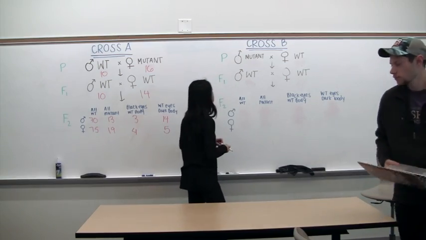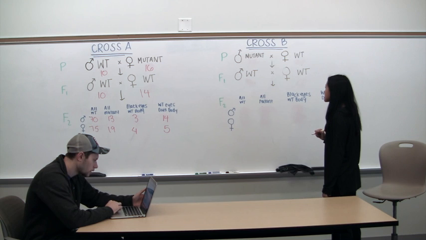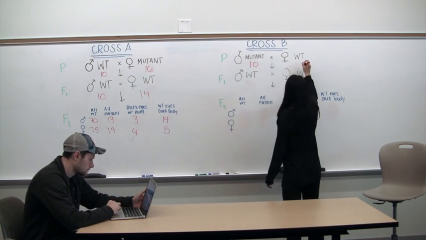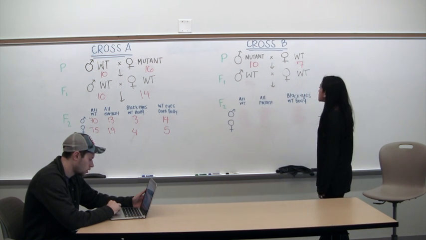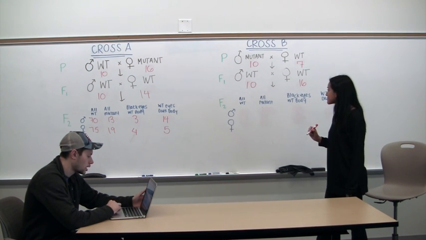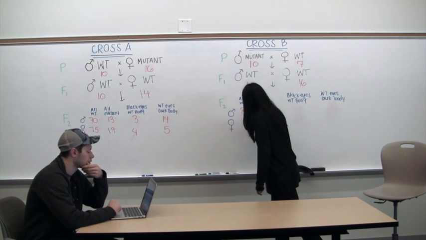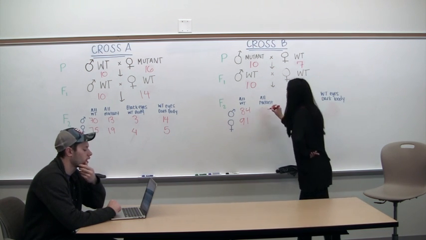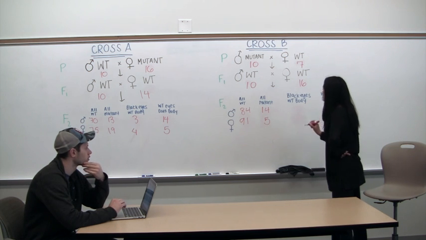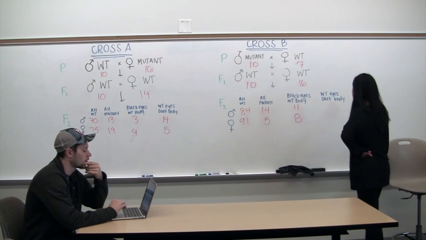Okay. What about for cross C? This was our reciprocal cross, correct? Yep. So for this we had 10 mutant males and 7 females in the parental cross. 7 females? Yes. And then for the F1s we had 10 males and 16 females, all wild-type. Okay. And then F2s, we had the same 4 phenotypes as we saw in cross A. We had 84 males, all wild-type, and 91 females. For full mutants, we had 14 males and 5 females. And for wild-type body, mutant eyes, we had 11 males, 8 females. And then for mutant body, wild-type eyes, we had 8 males, 10 females.